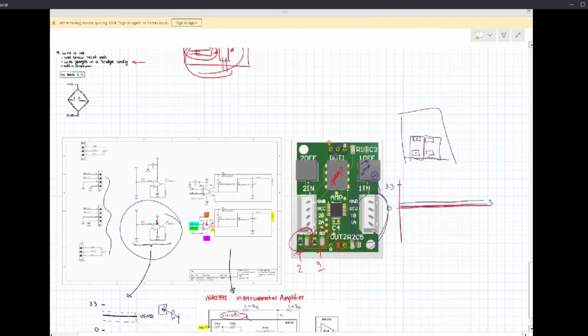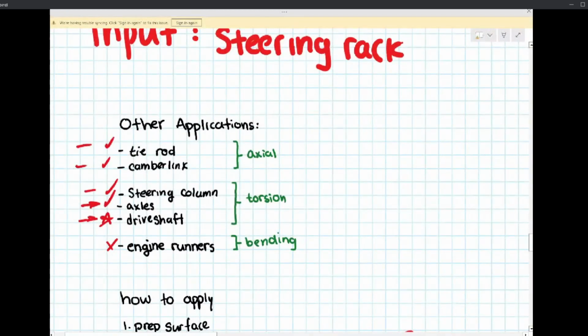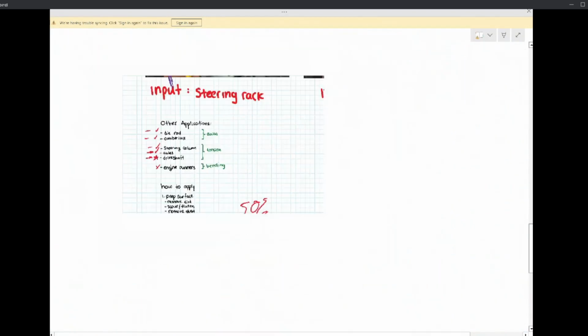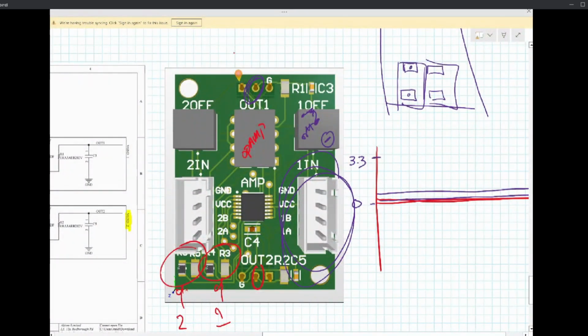We were playing around with camber links, tie rods, steering columns. We were just starting to play around with the axles. We were trying to make this PCB work on the axle. So I only had one half of this board populated, the other half I didn't have populated because we didn't really need it, because we weren't measuring torsion in the axle at 2 points or something like that. So I had it built up like this.